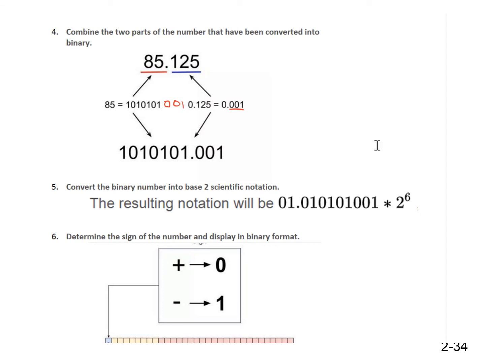So we're then going to normalize this. We're going to convert the binary number into base 2 scientific notation, just like 1,770 becomes 1.77 times what? 10 to the third. We're going to move that imaginary decimal point until the number is normalized. 1, 2, 3, 4, 5, 6. So it becomes this times 2 to the 6th.